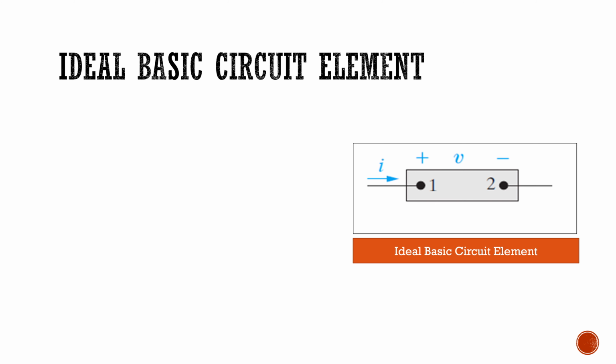Let's start with an ideal basic circuit element. Basic circuit elements form the building blocks for constructing circuit models. The ideal basic circuit element has three attributes. 1, it has only two terminals, which are points of connection to other circuit components. Note that transistors and op-amps have more than two terminals. We will be learning about op-amps in Chapter 5, but transistors are beyond the scope of this class.